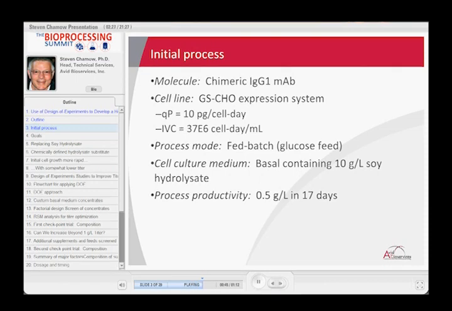And this set of conditions gave us a productivity for the antibody process of about a half gram per liter in a 17-day production phase. So those of you who are familiar with this kind of an antibody process, this is a very modest productivity in probably a longer process than one would like, and these numbers are modest as well.